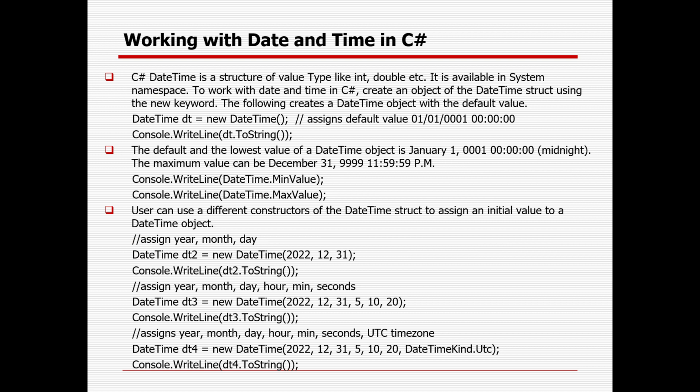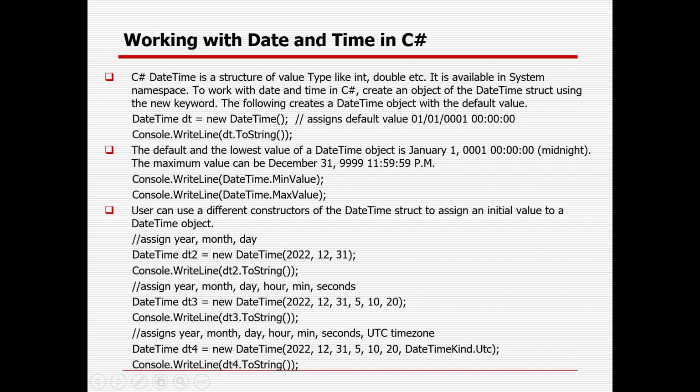So C# DateTime is a structure of value type like integer, double, etc. It is available in the System namespace. To work with date and time in C#, the user needs to create an object of the DateTime structure using the new keyword. As and when you create the object or instance for the DateTime structure using the new keyword, that object will give you the default value of the date and time.